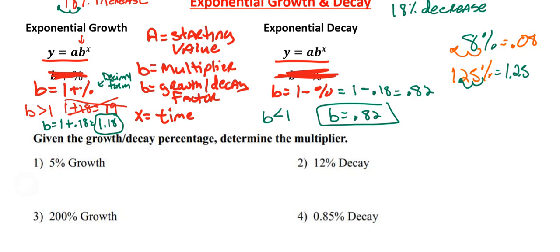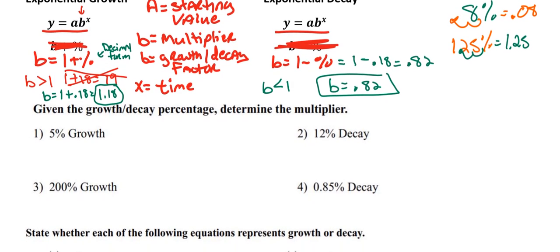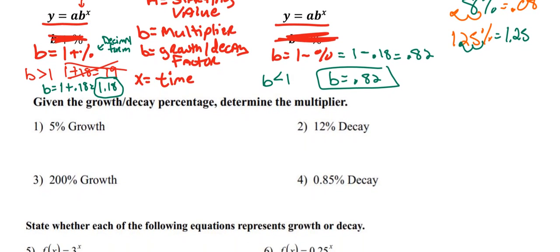All right, so the first set of questions here is just saying, given the growth or decay percentage, determine the multiplier. So the multiplier is, again, your b. So basically, they just want you to figure out what is b.